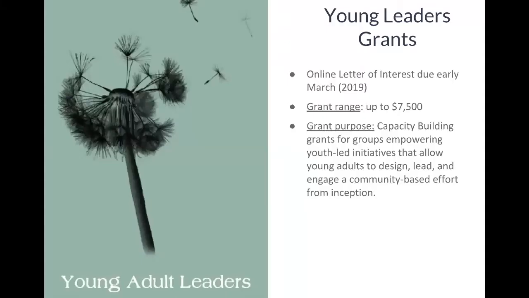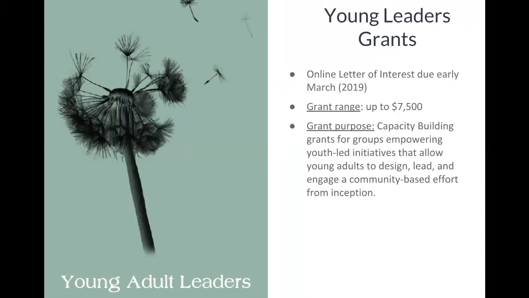Okay, this is Audrey again, and I'm going to touch back on the Young Leaders grants. So we do things a little differently for this grant. It's once a year, and there is a letter of interest that is still through our online application system that this year was due in early March and can be expected around that time.